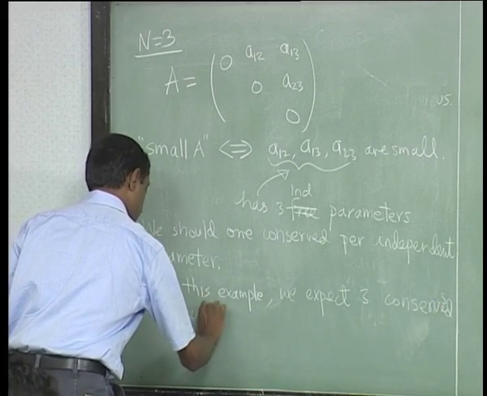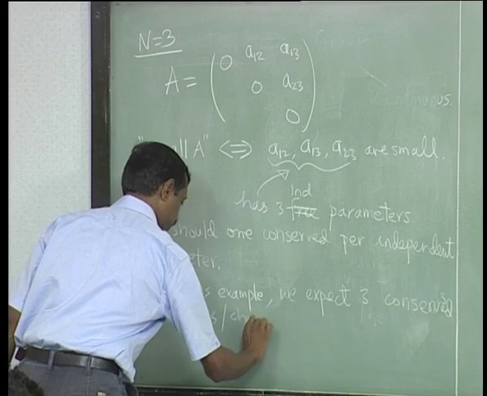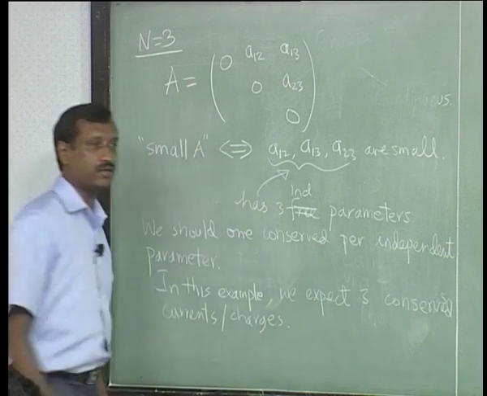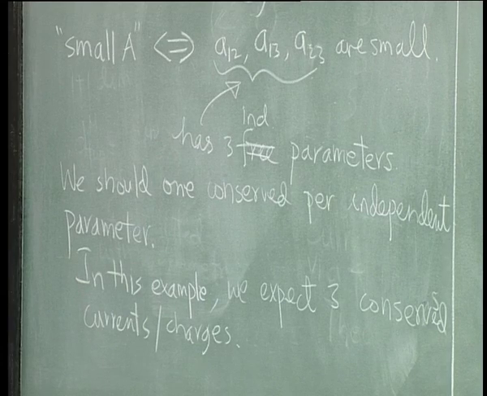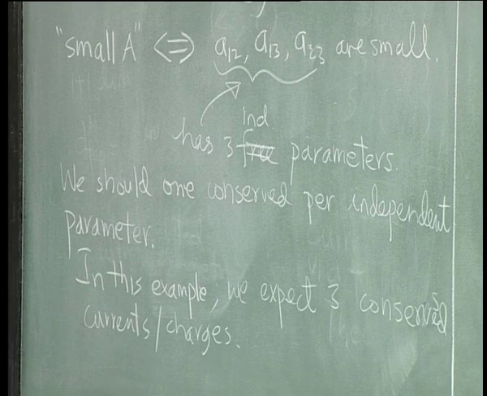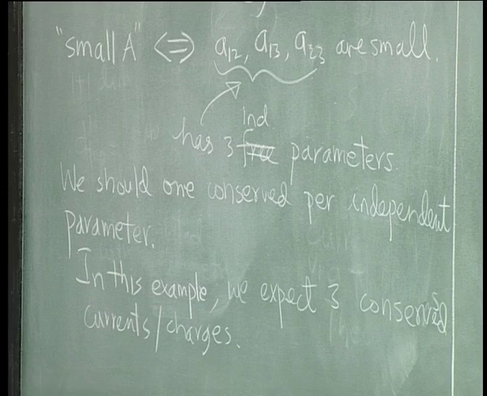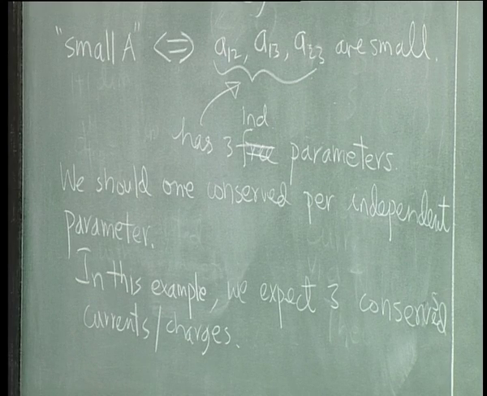3 conserved currents or charges. So it is exactly similar. Again, another example is translations. There was one translation in space, in time, and one for every spatial degree of freedom. So we expect that many currents, and we did get that many currents.